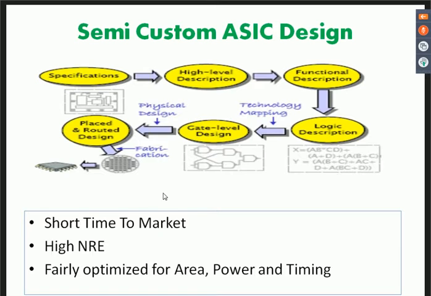Here there are two levels decreased, that's why there will be less time to release the product into the market as well. Still there is high NRE cost, because in physical design there is a need for more design engineers to place the gates in the proper places and then provide the routing between them. More design engineers are required, that's why there is more NRE cost.